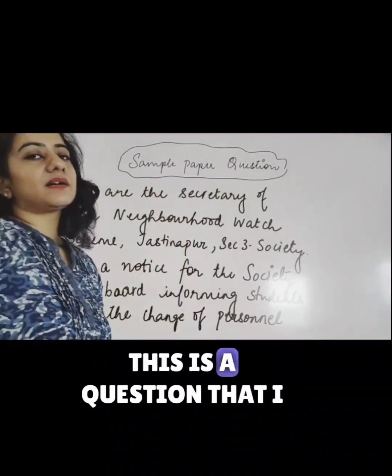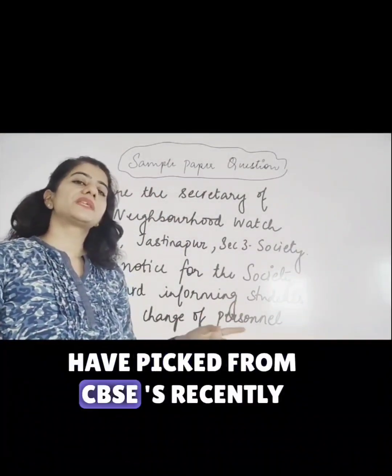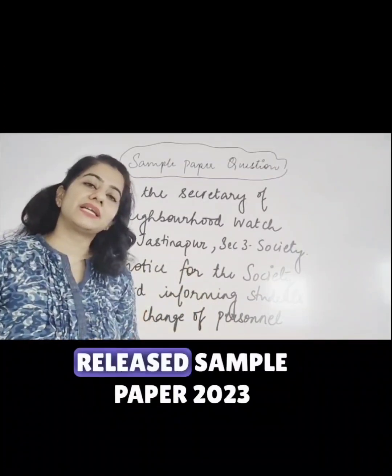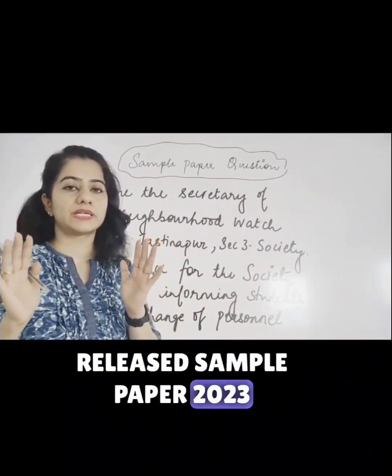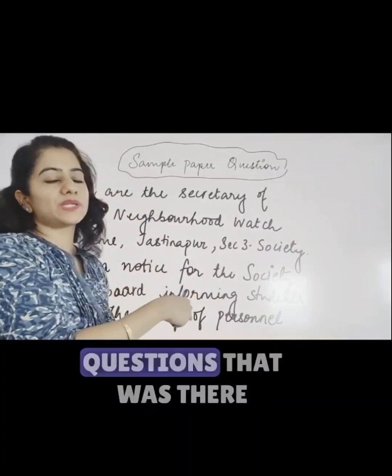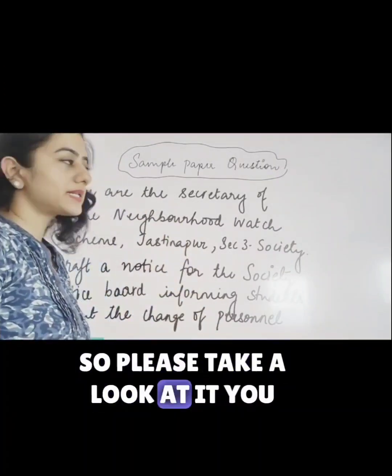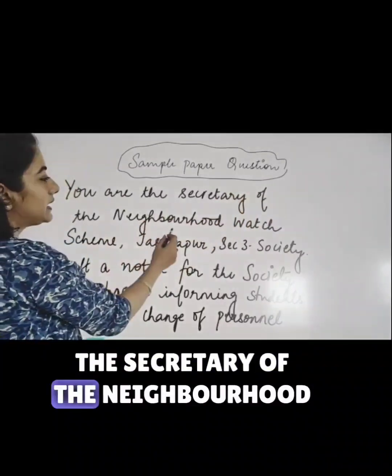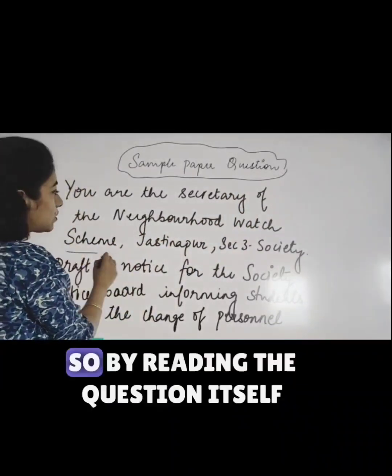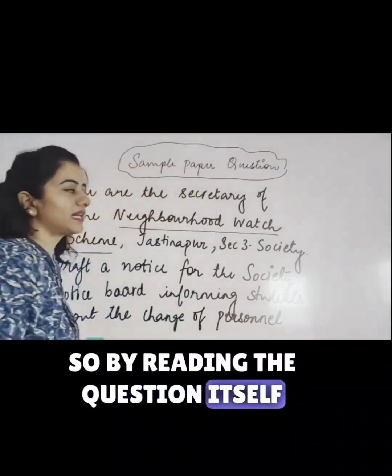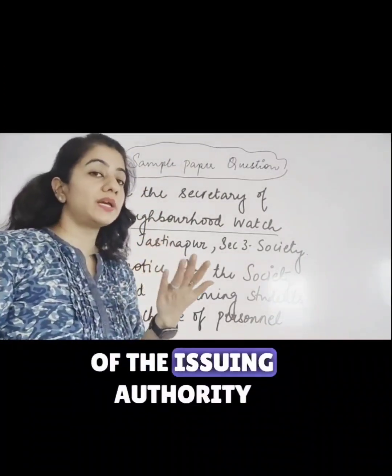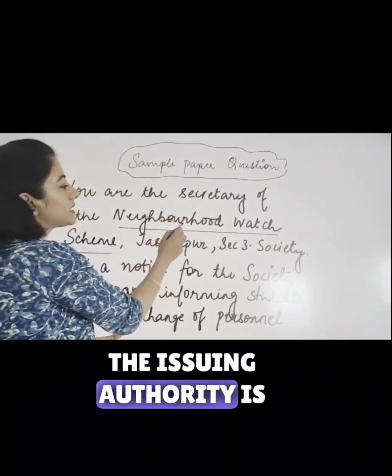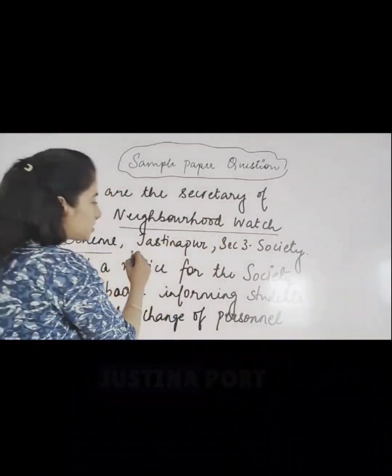Alright, this is a question that I have picked from CBSE's recently released sample paper 2023. This is one of the option questions that was there. So please take a look at it. You are the secretary of the Neighborhood Watch Scheme. So by reading the question itself, we get to know the name of the issuing authority. The issuing authority is Neighborhood Watch Scheme, Justinapur.